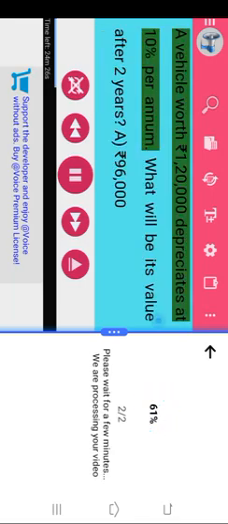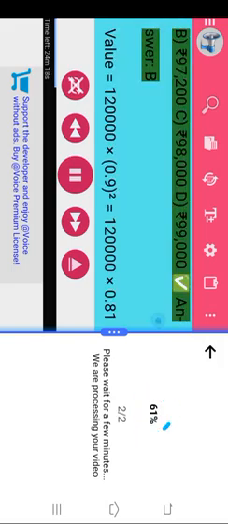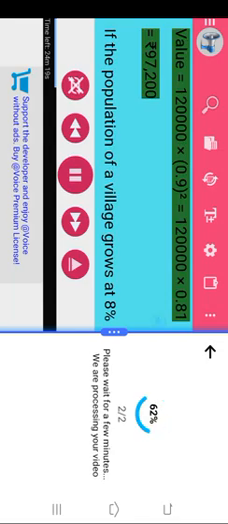A vehicle worth 120,000 rupees depreciates at 10% per annum. What will be its value after 2 years? A, 96,000 rupees. B, 97,200 rupees. C, 98,000 rupees. D, 99,000 rupees. Answer. B. Value equals 120,000 times 0.9 squared, which equals 120,000 times 0.81, which equals 97,200 rupees.